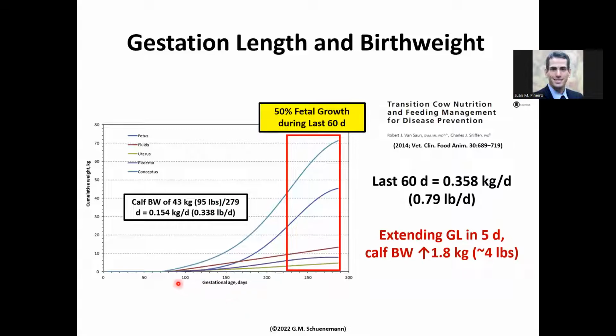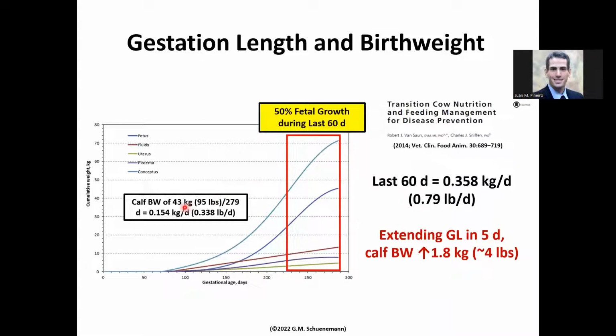So here is the fetal growth. This is just to show you data about the total fetal growth, and that includes also the placenta, right? The fluid, everything that is inside the uterus, right? So the last 60 days, right? This is the last 60 days, once we dry off cows up to calving, assuming the farm is using 60 days, right? 50% of the total fetal growth is during the last 60 days, right?